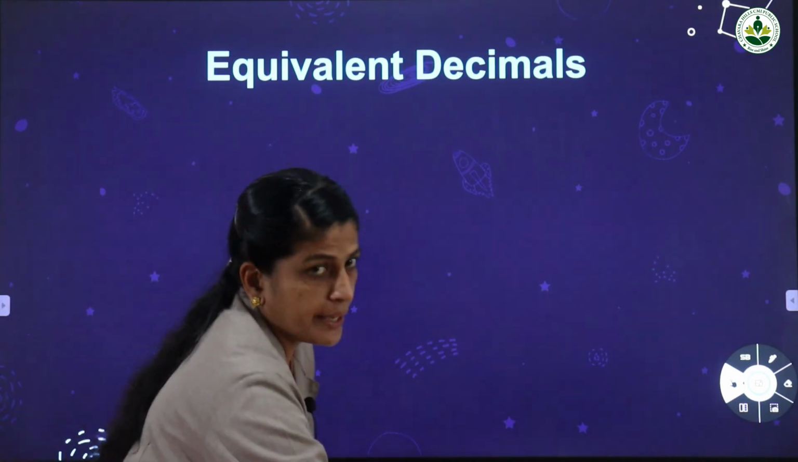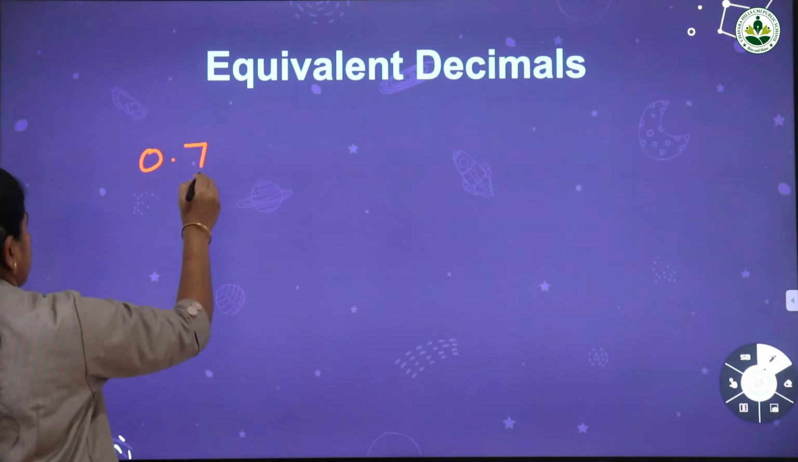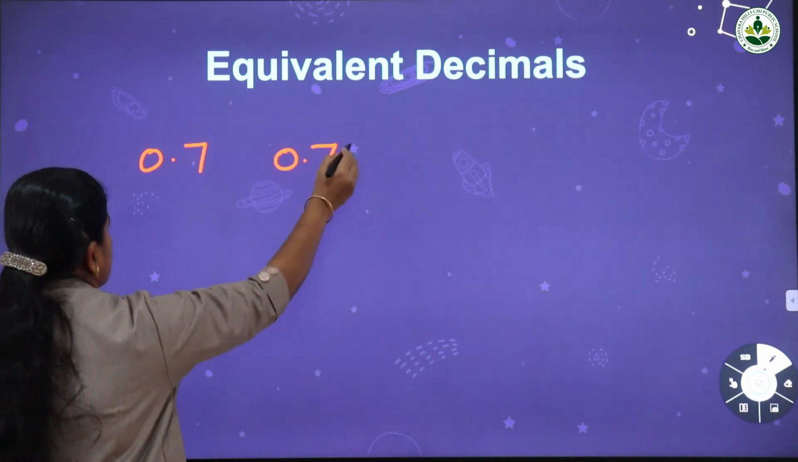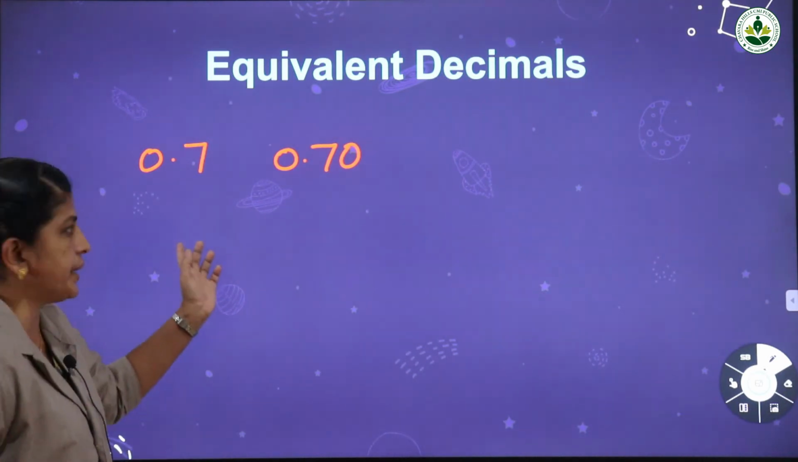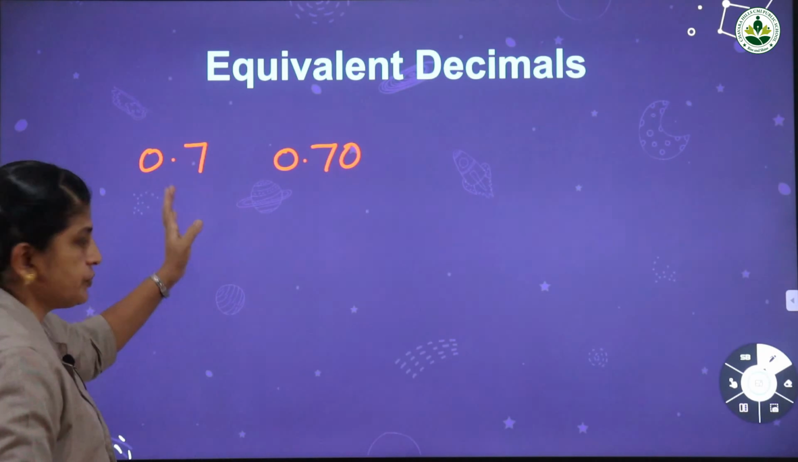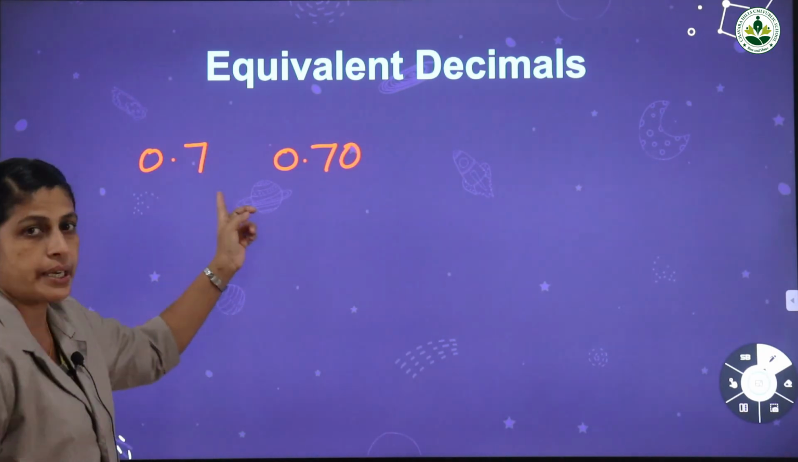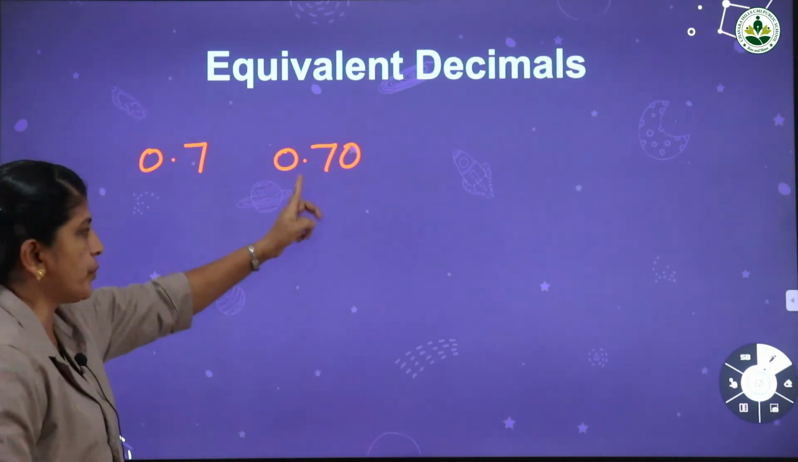Then for equivalent decimals, I will show you some examples. 0.7 and 0.70 are equivalent decimals. How did it become an equivalent decimal? I told you that if we put 0 at the last after the decimal point, there is no change in that decimal number. 0.7 and 0.70.